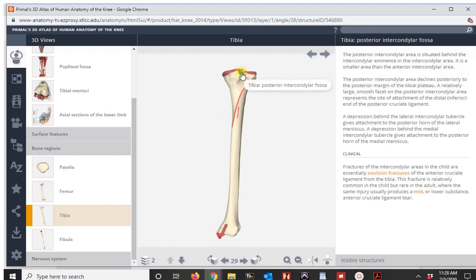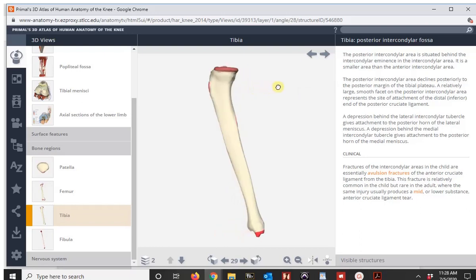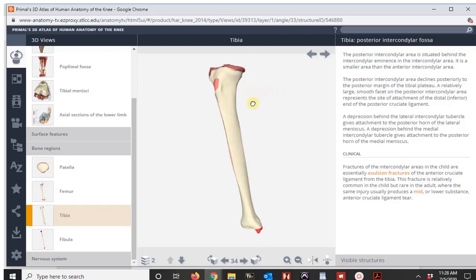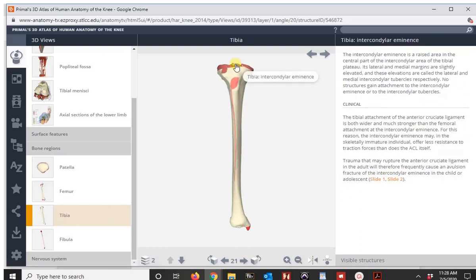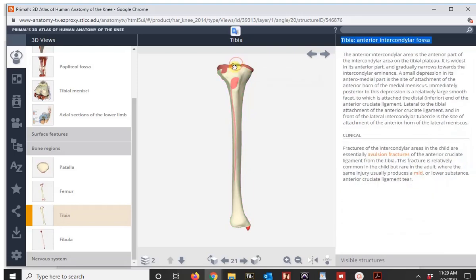This groove, the intercondylar fossa: inter meaning between, condylar meaning condyle, so between the condyles, and a fossa is just a little depression. If you turn it around and look at the front of the tibia, this is going to be the anterior intercondylar fossa, but where it sticks up, there's the intercondylar eminence. So the eminence is the bump that sticks up in between the condyles, and the intercondylar fossa would be the depression between the two condyles.